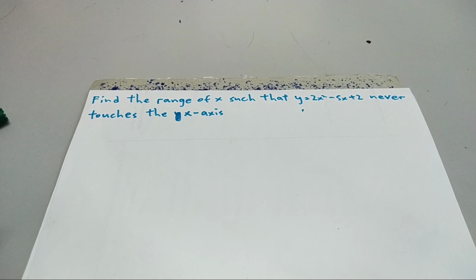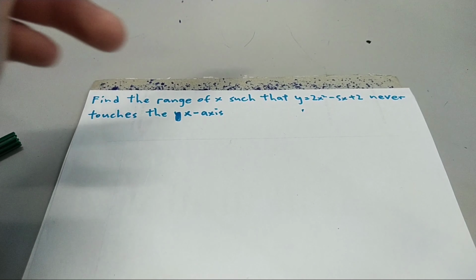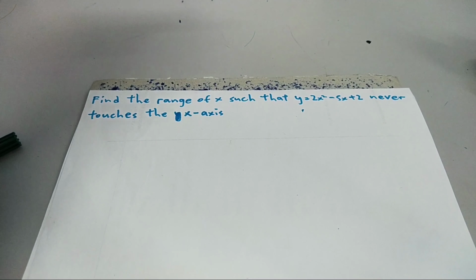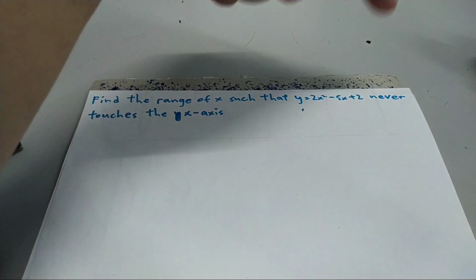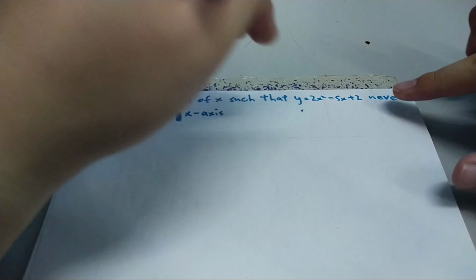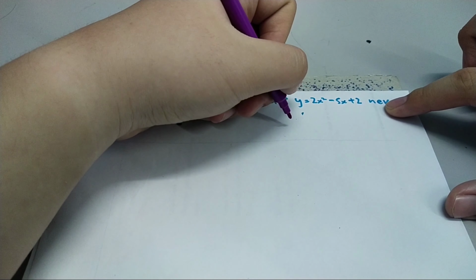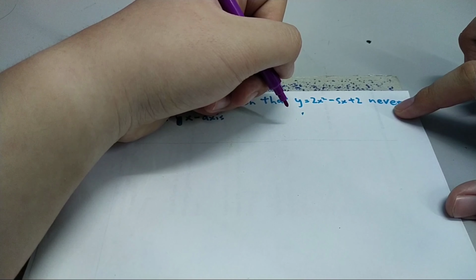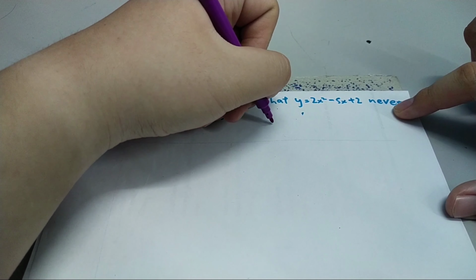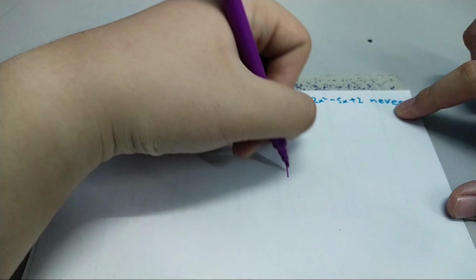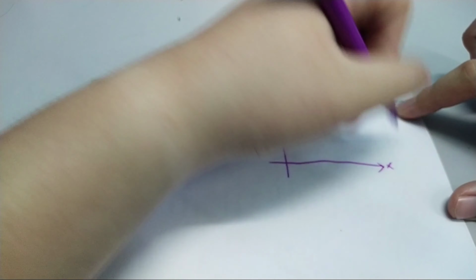Okay, so let's draw the graph to illustrate the question first. Let's plot the quadratic function y equals 2x squared minus 5x plus 2. To solve this kind of quadratic inequality, we just roughly sketch the graph, we don't need to sketch it exactly. So we will have the y-axis, and we will have the x-axis.